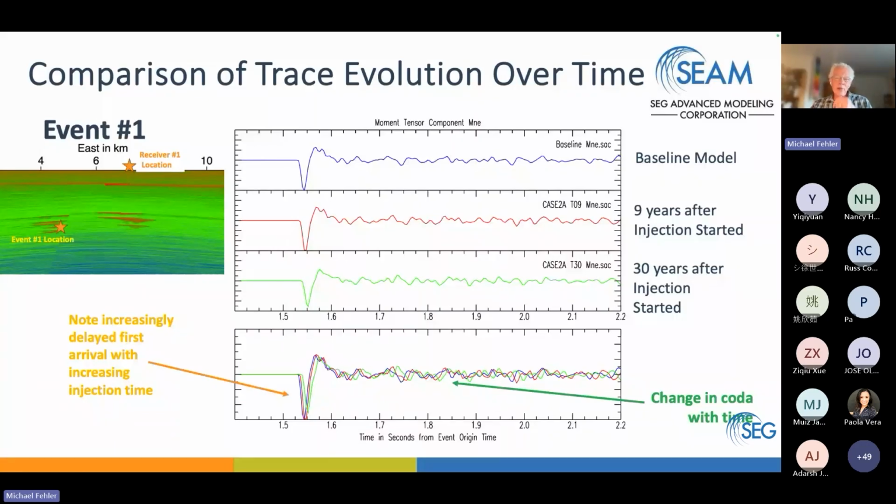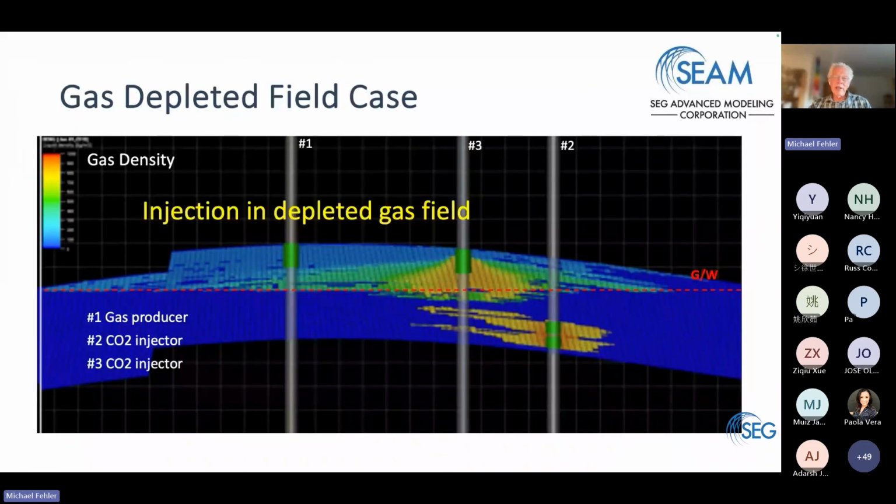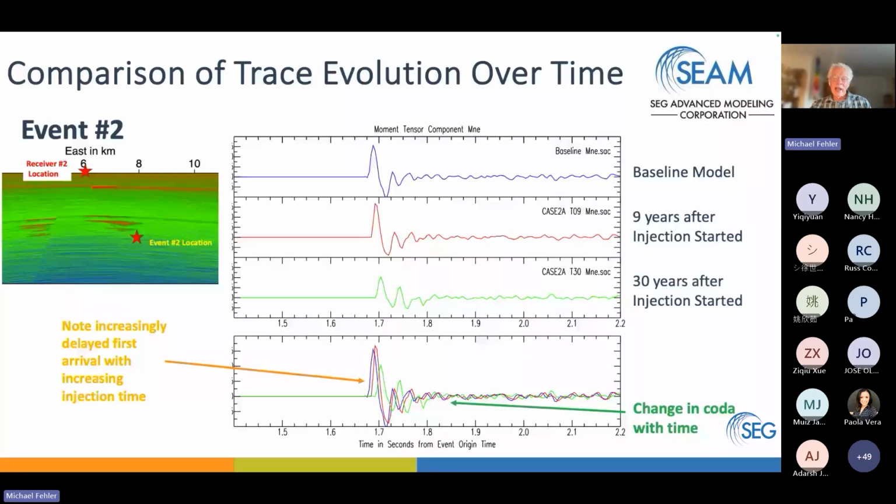The other event actually shows a bigger change, and we're actually looking at an up motion here. So again, the baseline, 9 years and 30 years, and here I've overlaid them, and you can see that between 9 years and 30 years, there's a significant delay in the P wave arrival time due to the presence of CO2, mainly in the deeper two reservoirs, and you can see that the character of the waveforms changed over time. So these data are available to our users and hopefully to the wider community with time.